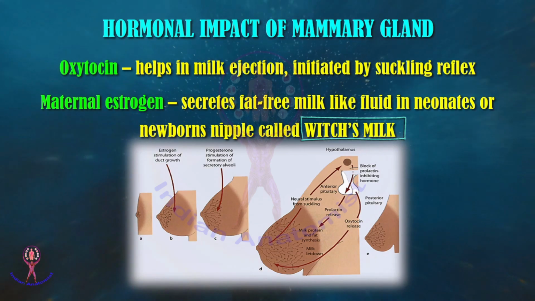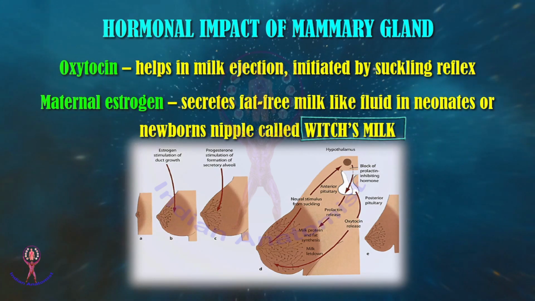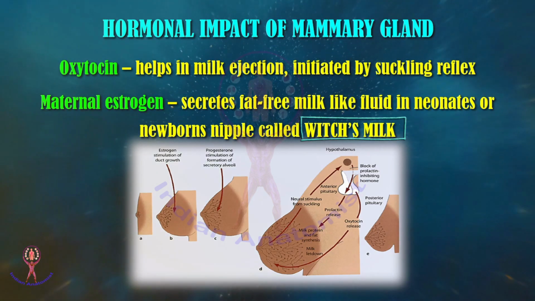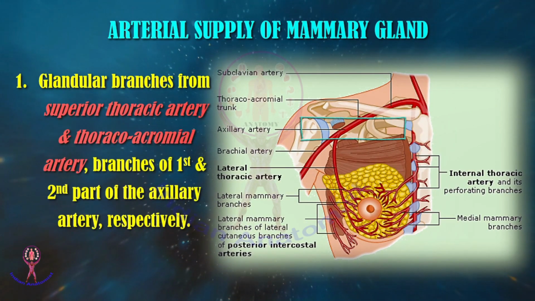Dear students, I have discussed the gross anatomy of the mammary gland. The next part of studying the mammary gland is blood supply, nerve supply, lymphatic drainage, and finally the clinical anatomy. Now coming to the blood supply of the mammary gland.